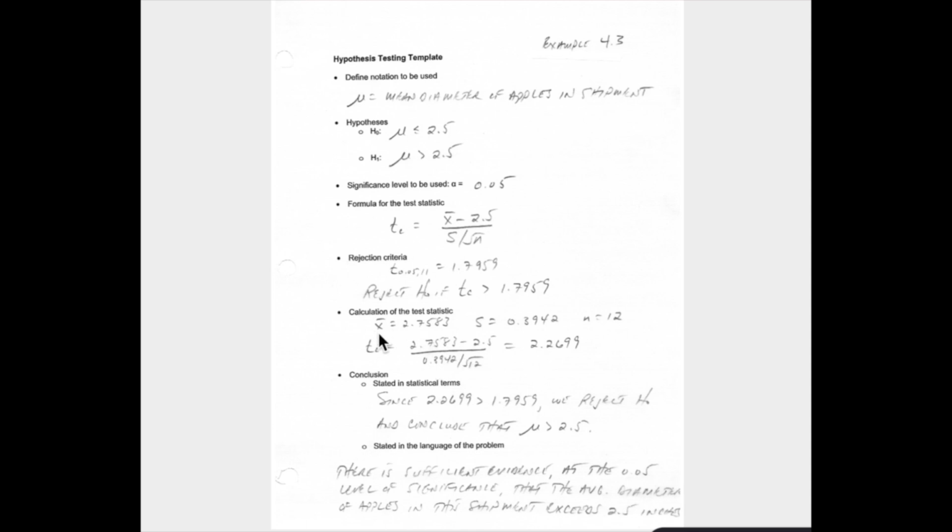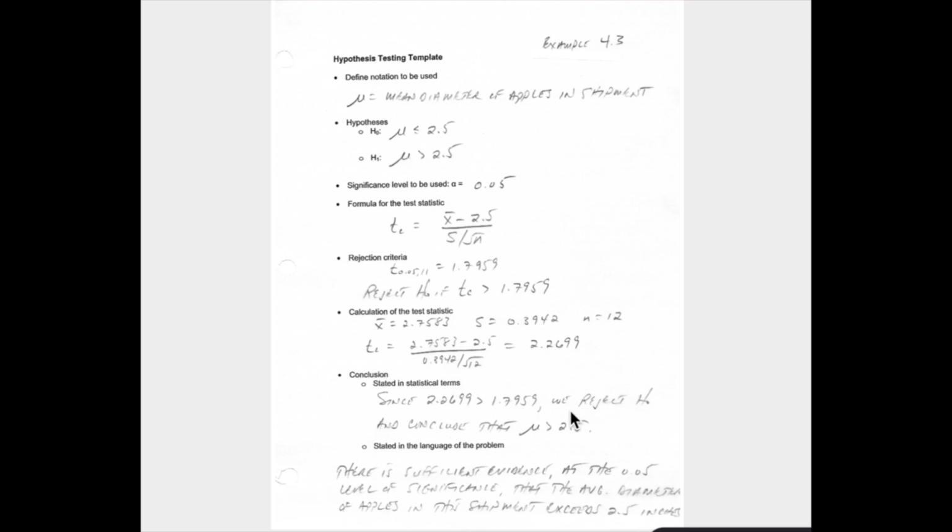So plugging in the value for x bar, the value for the sample standard deviation, and for n in this formula, which we do down here, we get a calculated value for the test statistic of 2.2699. Now, to evaluate that, we compare it to our critical point, and we see that 2.2699 is greater than 1.7959.